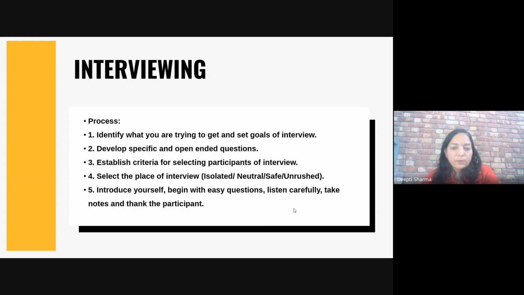So the process of interviewing is to identify what you are trying to get and set goals for the interview. So faculty members should identify what they are trying to get out of this interview and set goals for the interview also. And develop specific and open-ended questions, right? The open-ended questions will always help you understand what the student actually wants to say. And establish a criteria for selecting the participants for the interview.